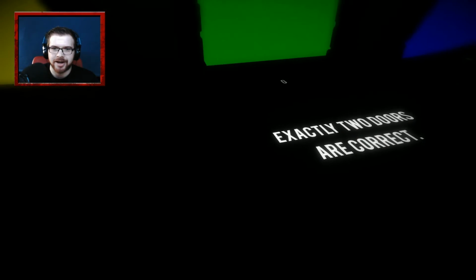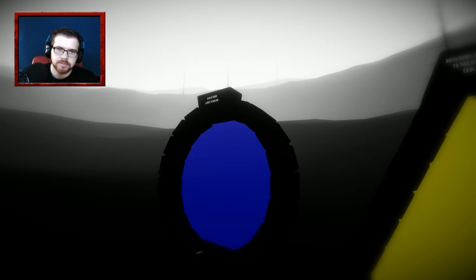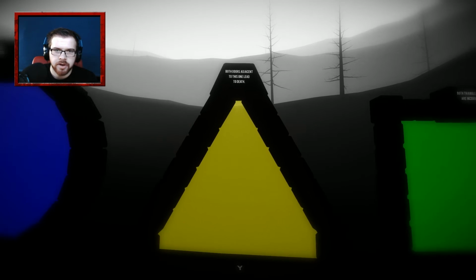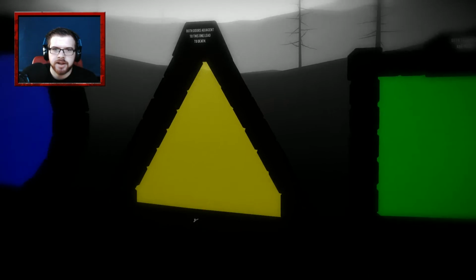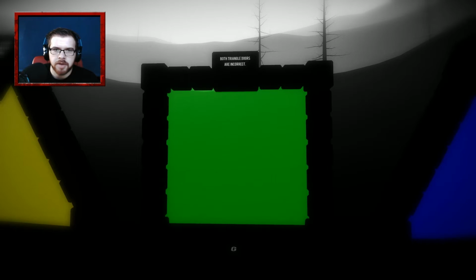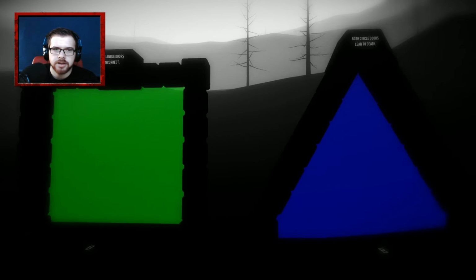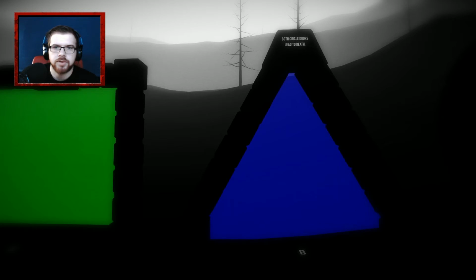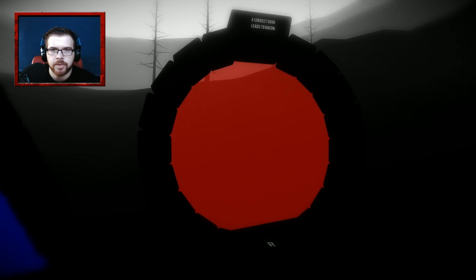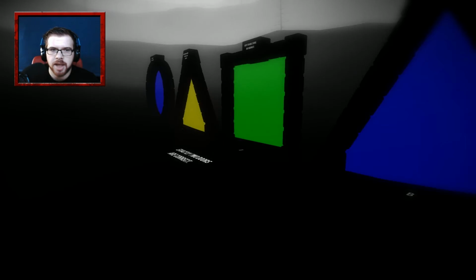Exactly 2 doors are correct. A blue door leads to bacon. Both doors adjacent to this one lead to death. Both triangle doors are incorrect. Both circle doors lead to death. And a correct door leads to bacon.